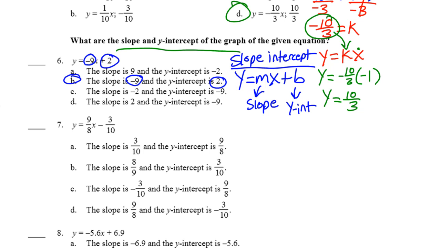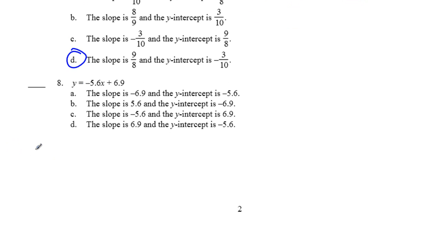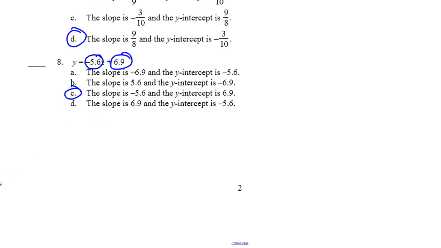So the answer is B. What about down here? The slope is 9/8 and the y-intercept is -3/10. And 9/8, -3/10, bam. 5-second questions. The slope is -5/6 and the y-intercept is 6.9. Piece of cake. So those are done. So this is page 2. Now let's check out page number 3.